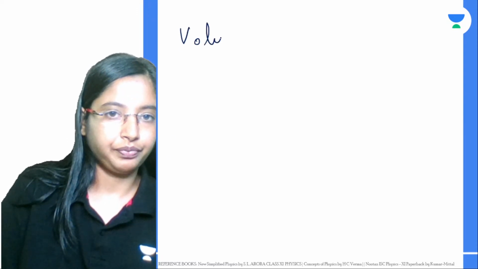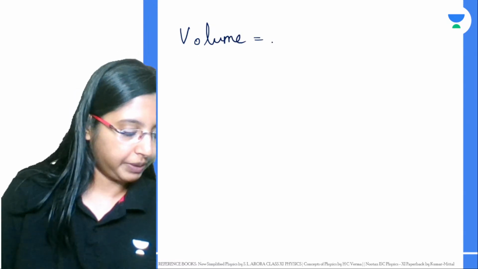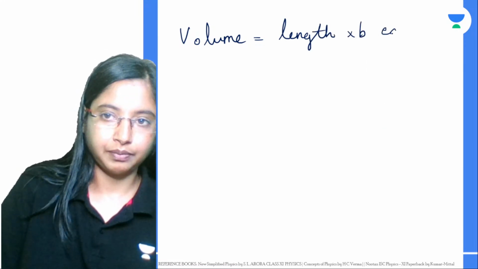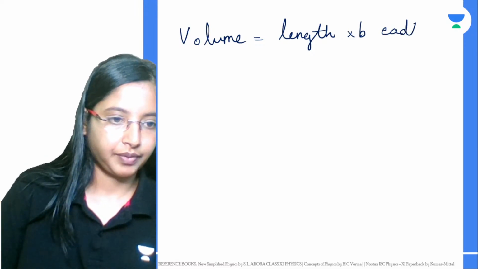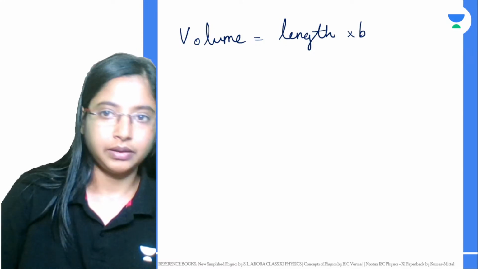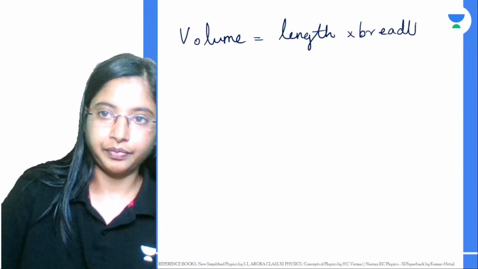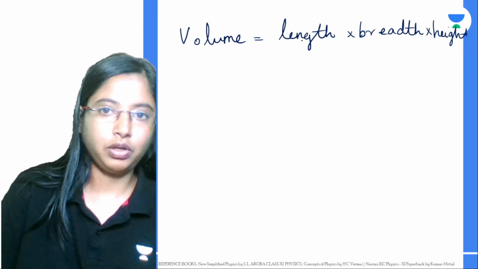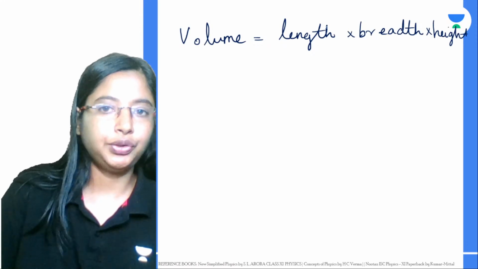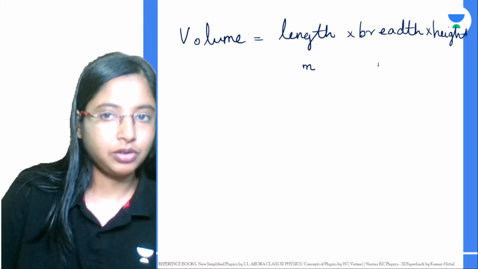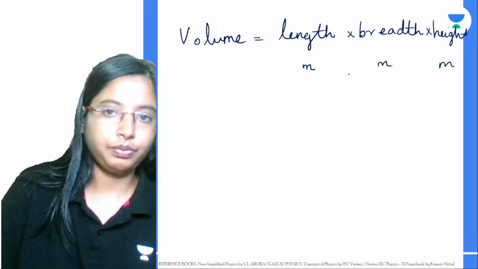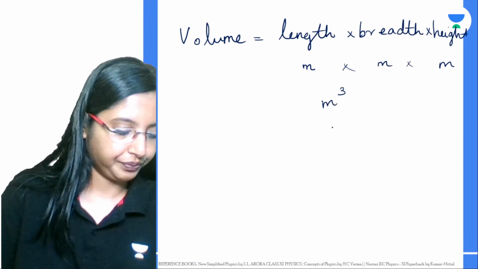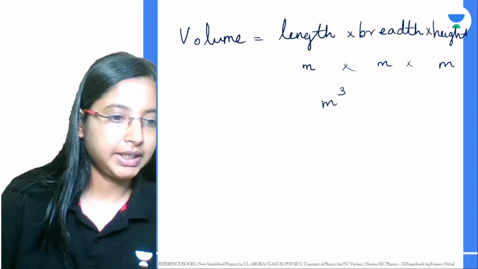For example, volume. Volume is basically given by length into breadth into height. In terms of units, if the unit of length is meters, breadth is also meters, height is also meters, you basically get the volume, if you want to express in units, as meter cube.